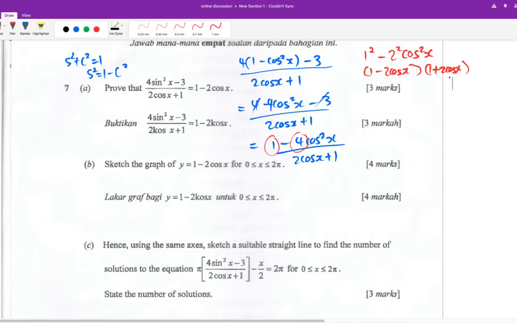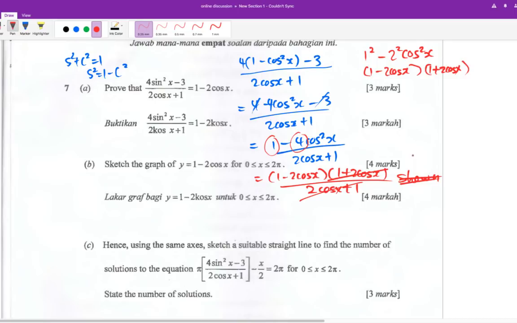Alright, so what I will do is I will change this one into that pattern, which is 1 minus 2 cos x and 1 plus 2 cos x over 2 cos x plus 1. And you realize they are the same, right? So I can simplify here and then I got the answer.